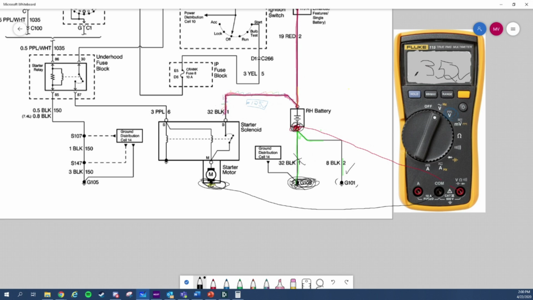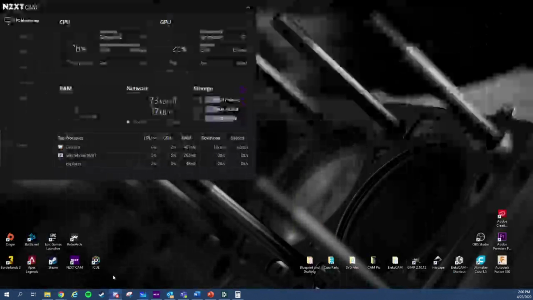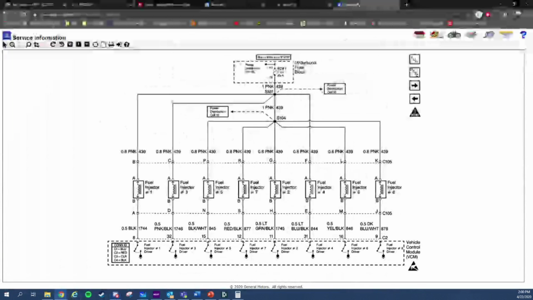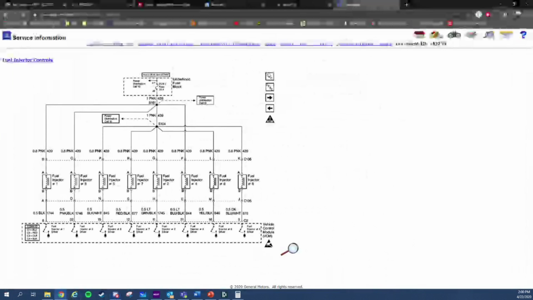So where the hell is G105? What do you have to use to find G105? Google it. Follow it. Follow the wire. Let's look it up.